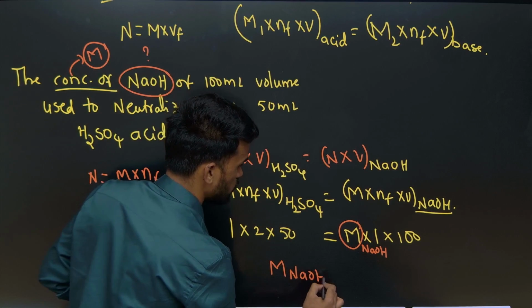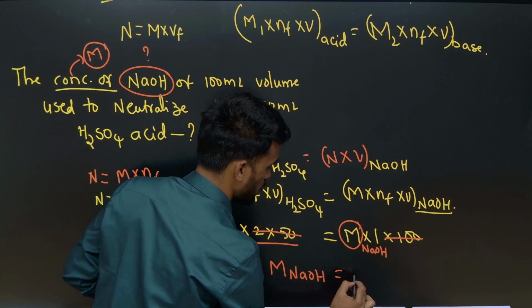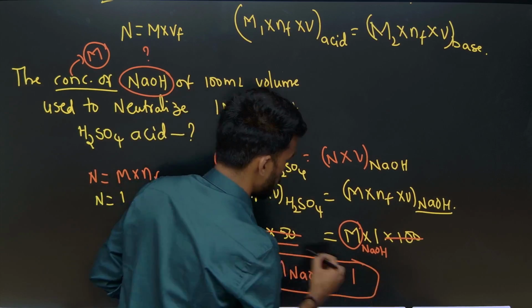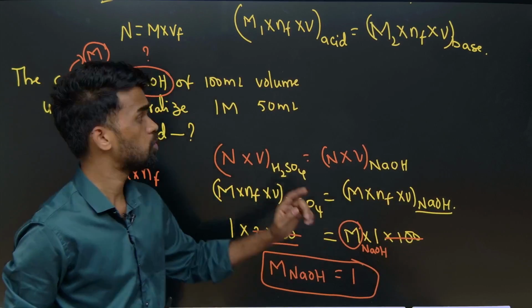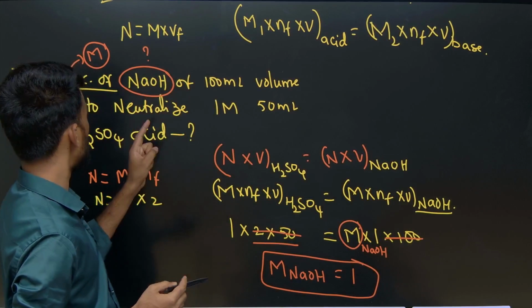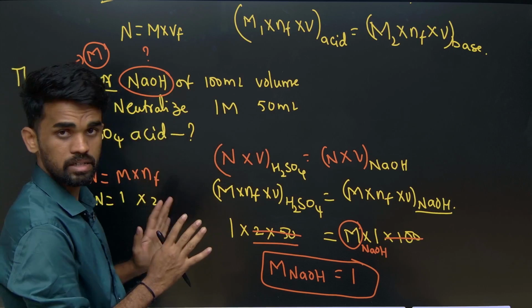So what is the molarity of NaOH now? The molarity of NaOH will be 100. Here also 2 into 50, this is also 100. So we are getting it as 1. So what is the molarity of NaOH? We got 1 molar NaOH solution is used to neutralize 50 ml of 1 molar sulfuric acid. I hope this is clear.